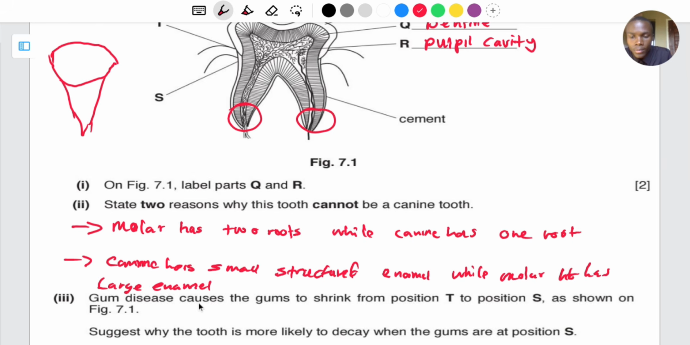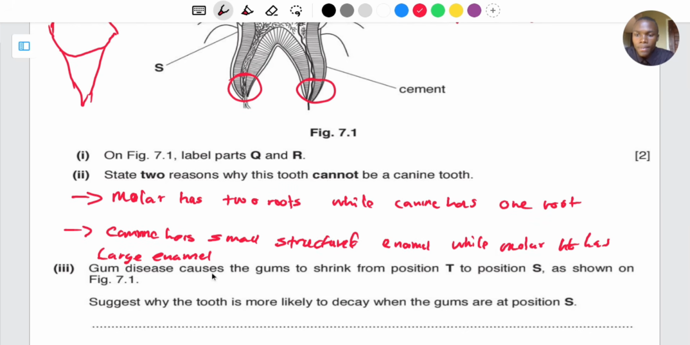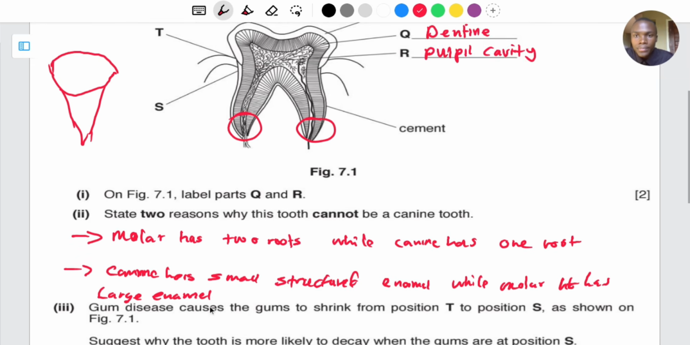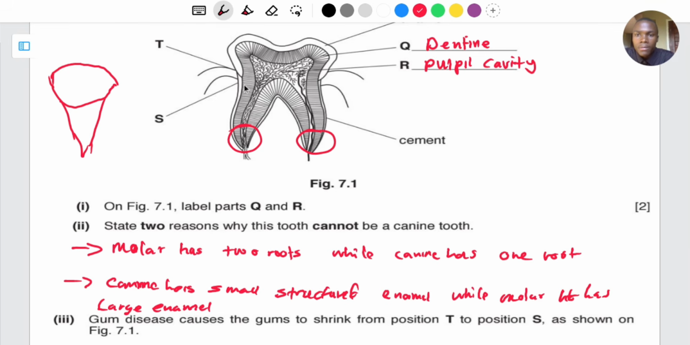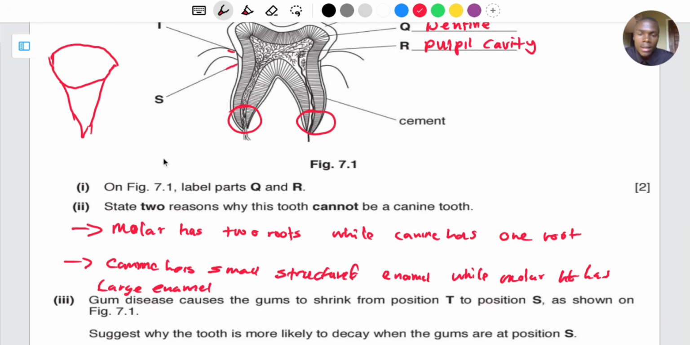So those are the differences that you need to include. For the second question, Roman number 3, saying gum disease causes the gums to shrink from position T to position S, as shown on figure 7.1. So we have position T, we also have position S. Now, that is where the gum disease is likely to occur.